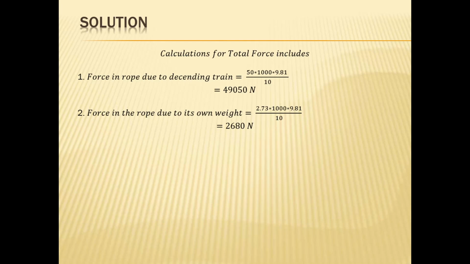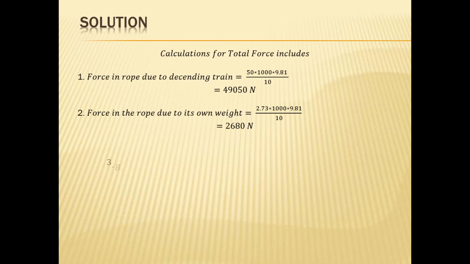Now we come to component number 2, force in the rope due to its own weight. That will be given by 2.73, which happens to be the mass of the rope in kg per meter length, multiplied by the length of the haulage, which is 1000 meters. So 2.73 multiplied by 1000 gives us the total mass of the rope, multiplied by 9.81 into gradient factor of 1 in 10. This gives us a numerical value of 2680 newtons.